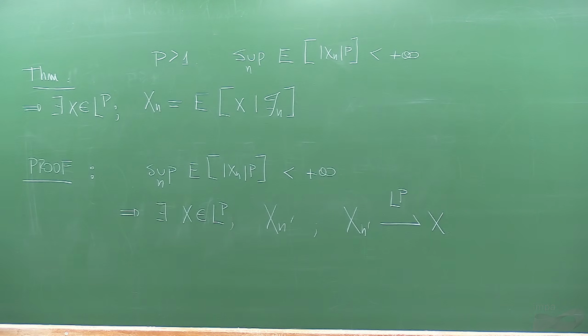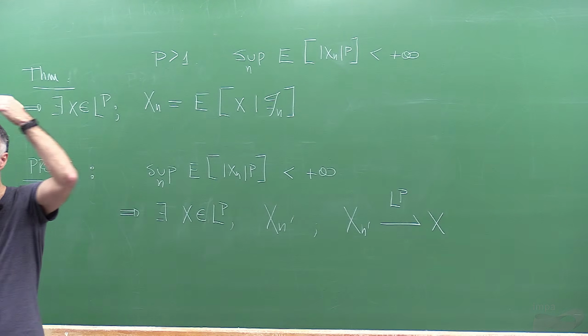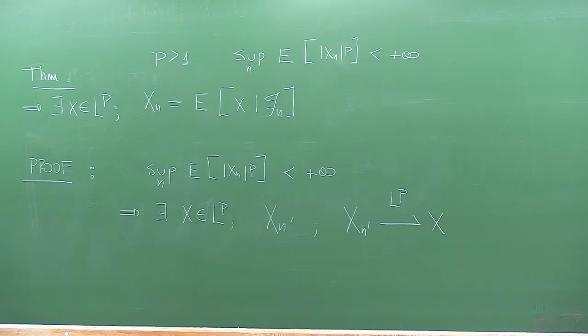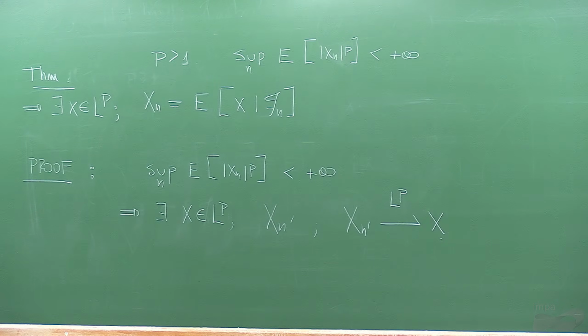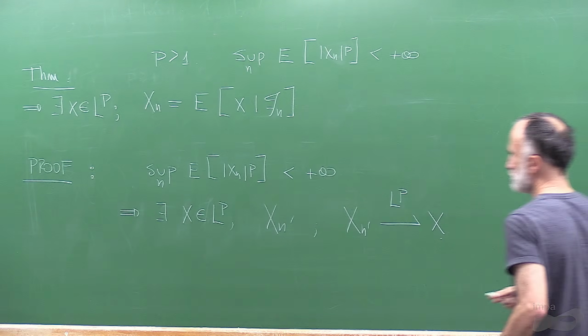And this is not true in L1. Okay? In L1, if you wish to find a converging subsequence, you need uniform integrability. So for p equal to 1, if you replace that condition by the condition that xn is uniformly integrable, then you have exactly the same theorem with the same proof. So I already have x, which is the weak limit of this sequence. And now I need to prove that actually xn equals the conditional expectation of x, so my claim now.